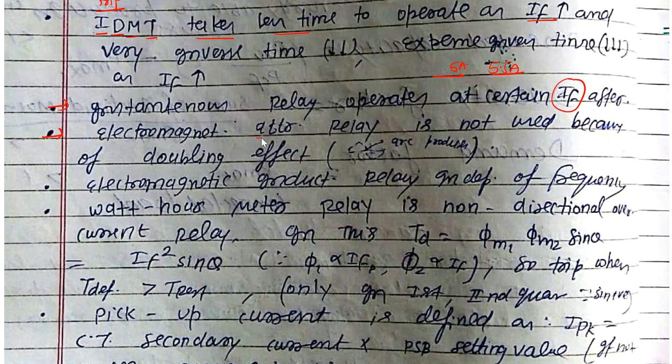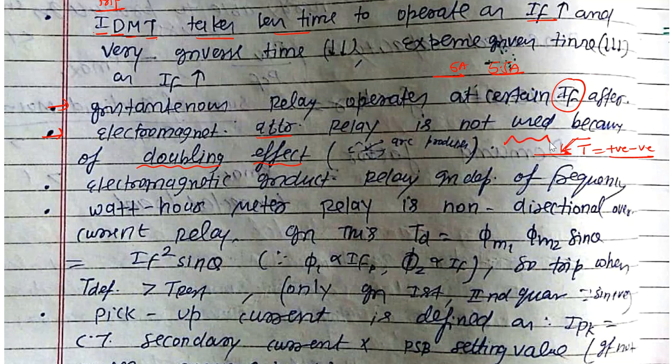So the electromagnetic attraction relay is not used. Why? Because of the doubling effect, which is just like a spring action. In the electromagnetic attraction type, when the moving part and fixed part come into contact with each other, a torque is produced. The torque will have two components. The first component is positive, the second is a negative component. Because of this doubling effect, it will have both positive torque and negative torque.